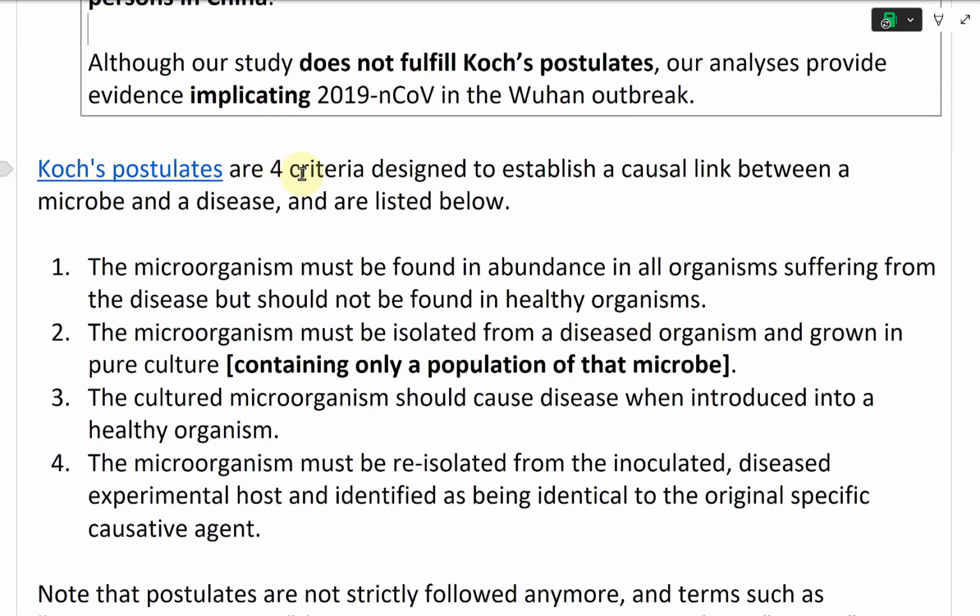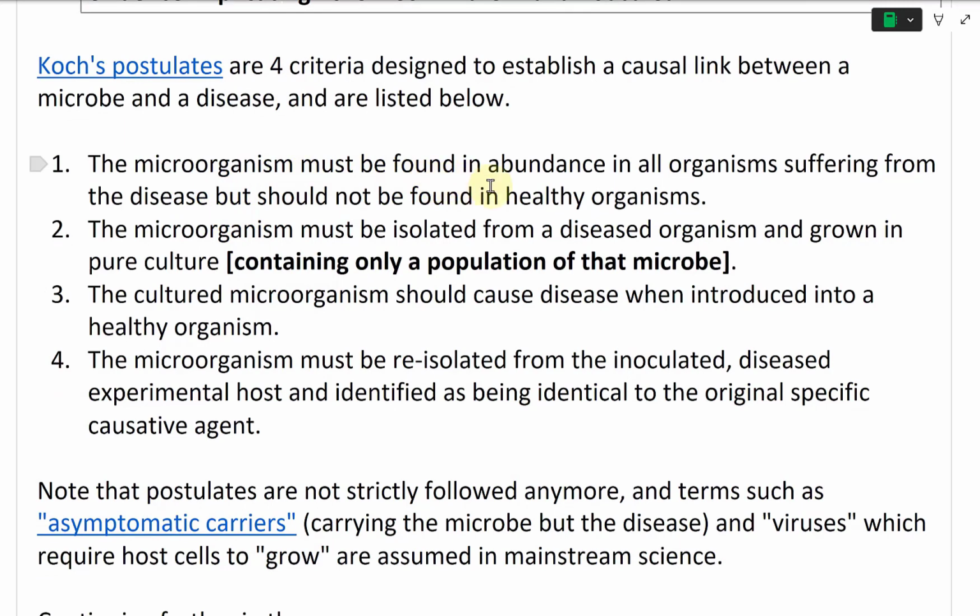Koch's postulates are 4 criteria designed to establish a causal link between a microbe and a disease, and are listed below. So number 1: the microorganism must be found in abundance in all organisms suffering from the disease, but should not be found in healthy organisms. And the microorganism must be isolated from a diseased organism and grown in pure culture containing only a population of that microbe. But for supposed viruses, they need a host. So that's a modification of Koch's postulates.